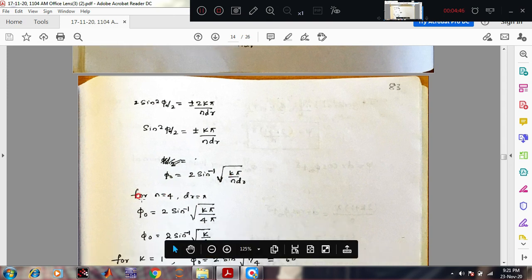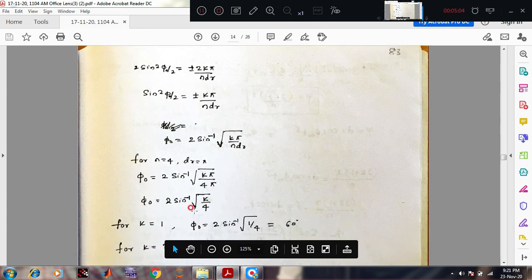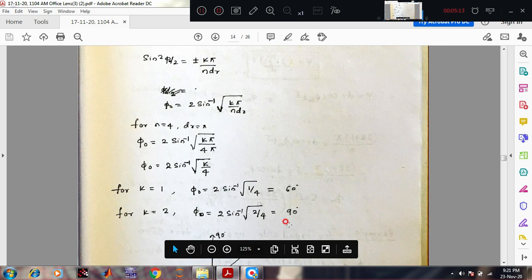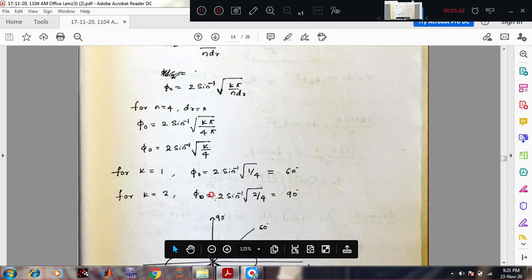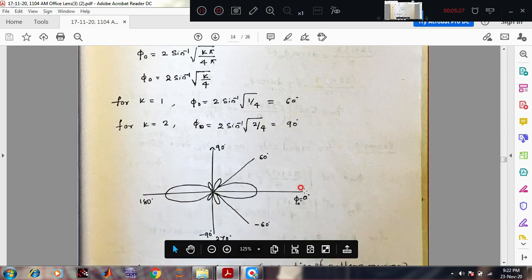Now substitute the value of n. How much is given? It's 4, and dr is pi. So phi naught is equal to 2 sin inverse of under root k pi by 4 pi. The pi cancels, so under root only k by 4 will remain. For k equal to 1, phi naught will be 2 sin inverse of 1 by 2, so the angle will be 60 degrees. Similarly, for k equal to 2, phi naught is equal to 2 sin inverse of under root 2 by 4, which is under root 1 by 2, 1 by root 2. Sin inverse of 1 by root 2 is 45, into 2, it's 90 degrees.